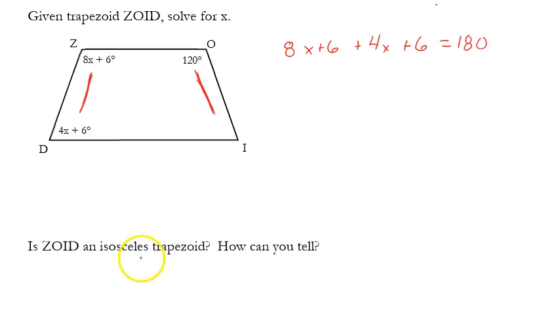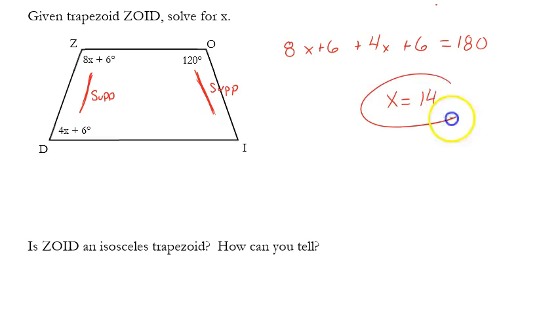If I was told it's isosceles, then my base angles are congruent. I'm not told it's isosceles. I cannot use this property. These are supplementary. These are supplementary in every trapezoid. Doing the algebra here, combine my like terms, subtract the 12 on both sides, divide both sides by 12, we get x equals 14.